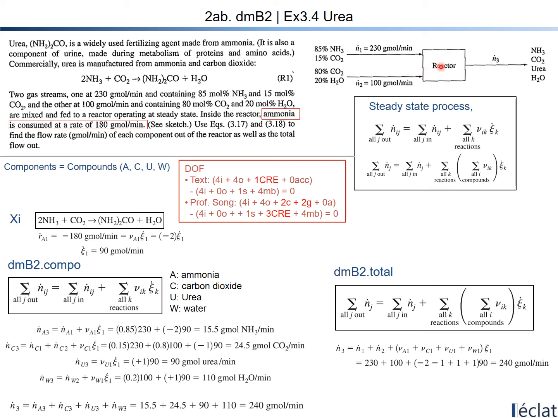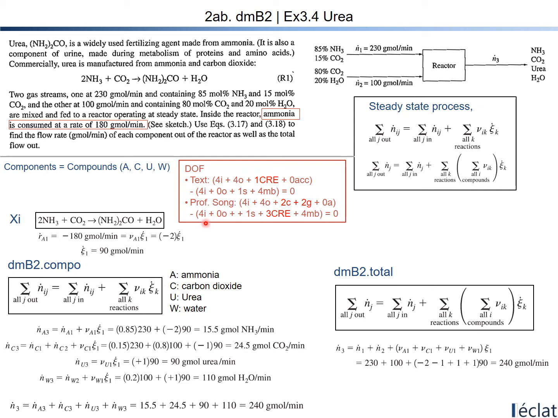I mean system performance specification. So here is the ammonia consumption rate, and that is the specification for the system. So 1 system plus 4 material balance equations from 4 compounds. So this is 9. 9 minus 9 is going to 0. Let's go to Professor Song's method.